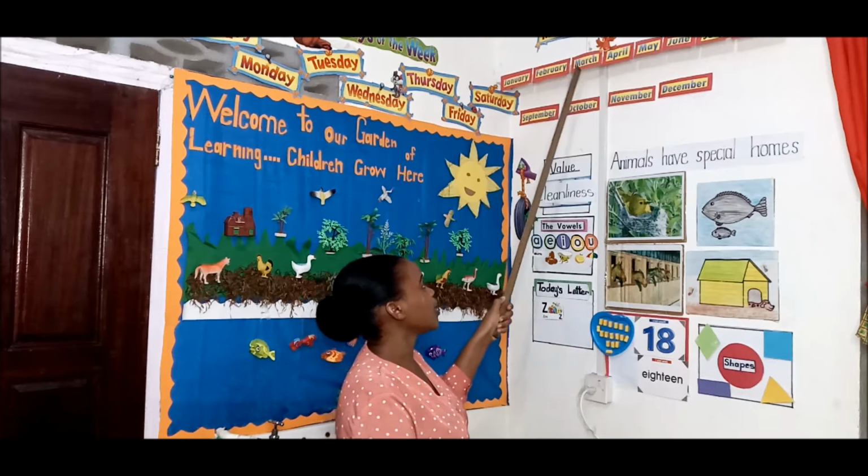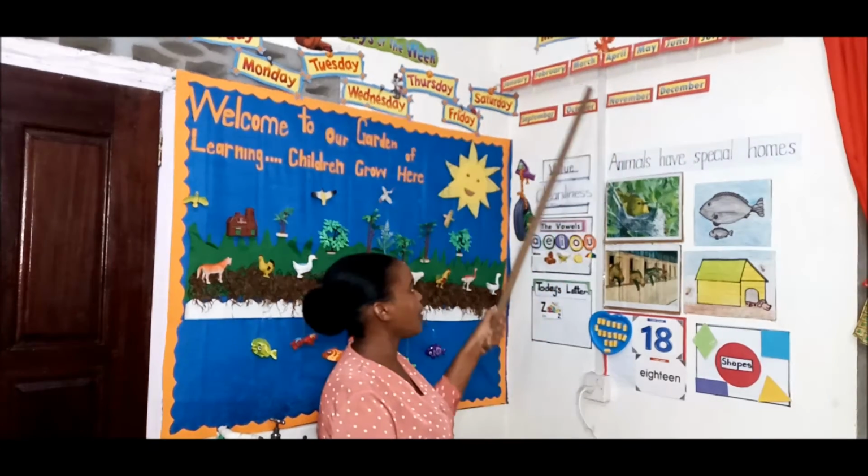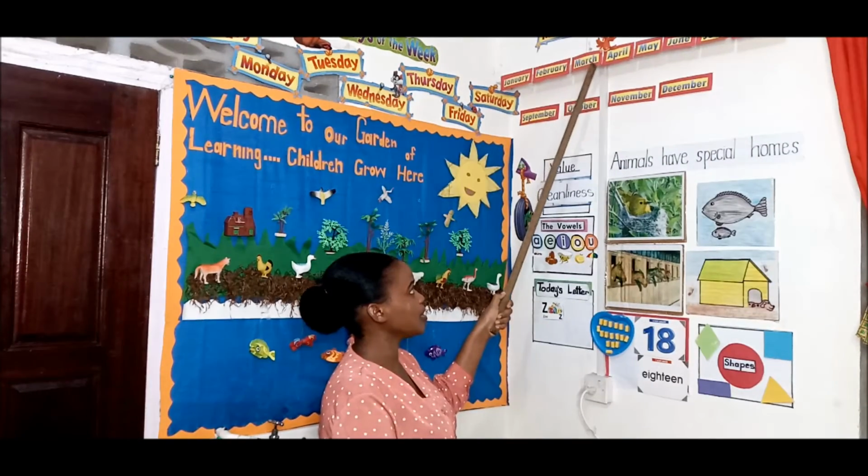Let's spell March. Capital M-A-R-C-H, March. Again, capital M-A-R-C-H, March. Okay, boys and girls?